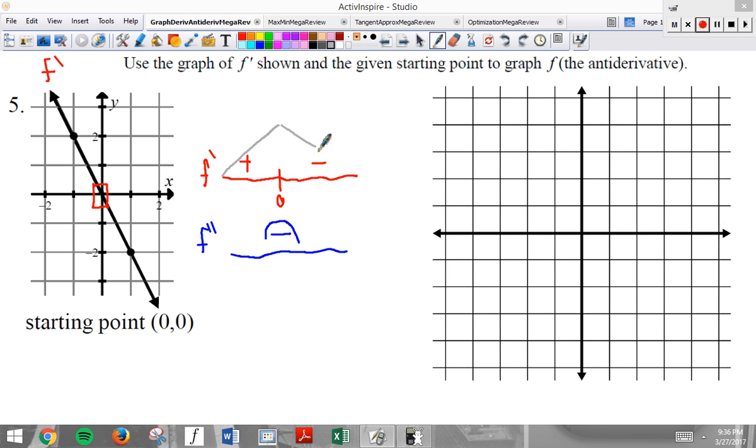Increasing, decreasing. Concave down. Concave down. Local max. Starting point 0, 0. Boom. Concave down. Concave down.